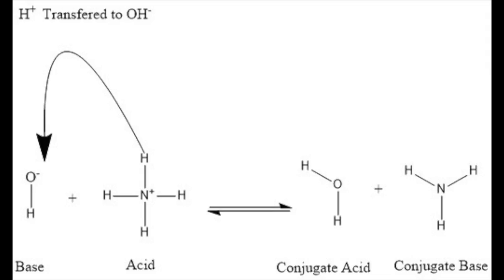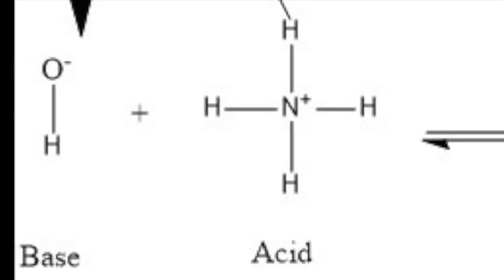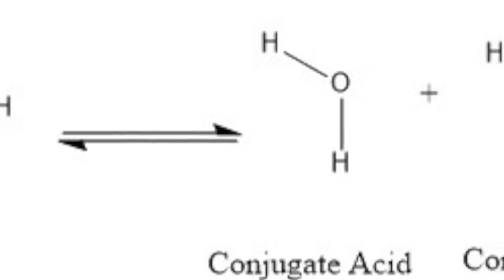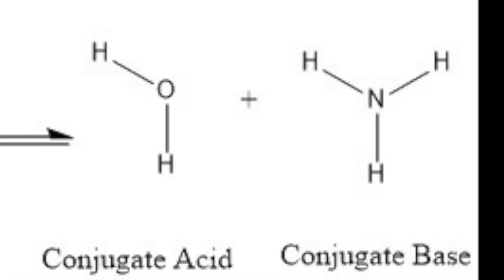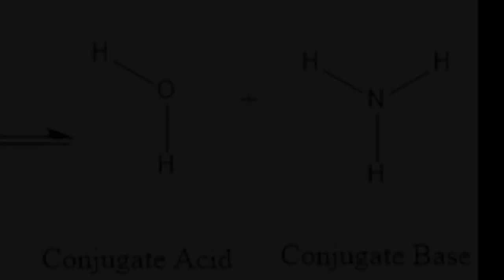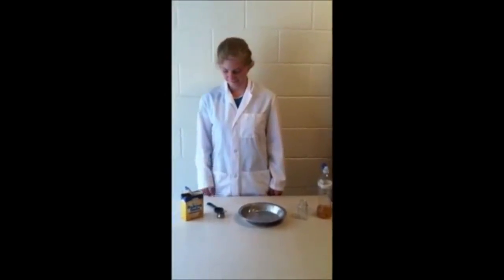When an acid and a base react, the hydrogen from the acid will react with the hydroxide OH- group. This will form a conjugate acid and a conjugate base. The H+ and OH- make H2O, which is water. So let's try it in the lab.